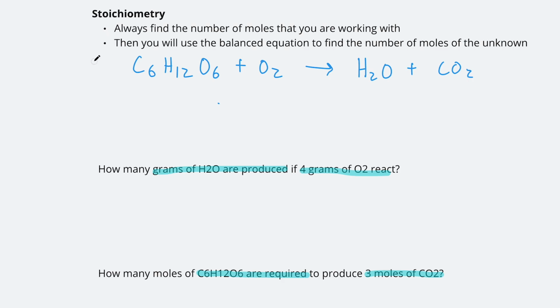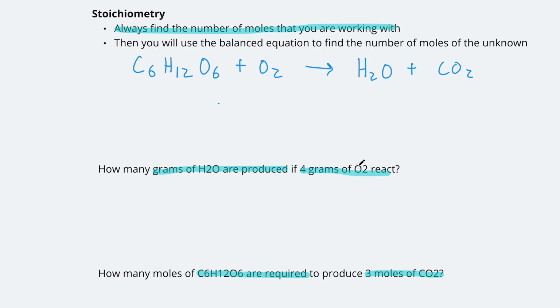All stoichiometry problems follow the same pattern where you want to take that value that you're given. So in the first one, we're given 4 grams of O2. In the second one, we're given 3 moles of CO2. You want to take that value and turn it into moles if it's not already in moles. So the second one is already in moles, so you don't have to do anything. But anytime that it's not in moles, your first task is then to convert it into a molar value.